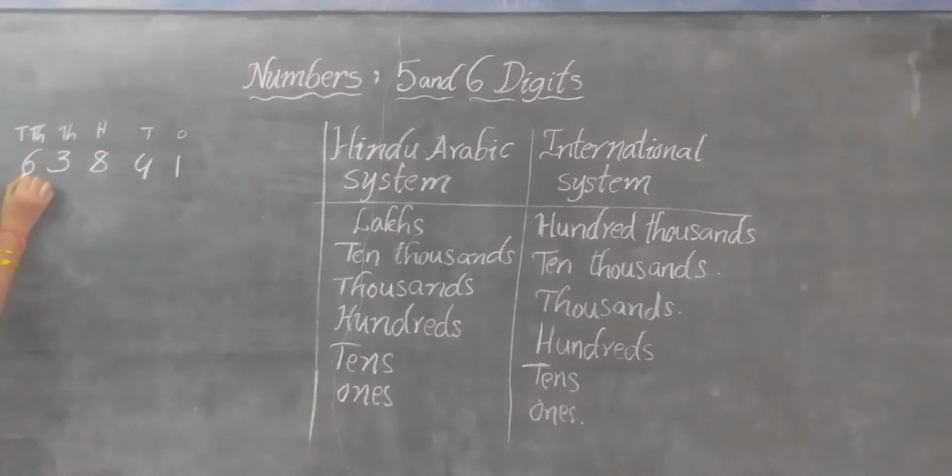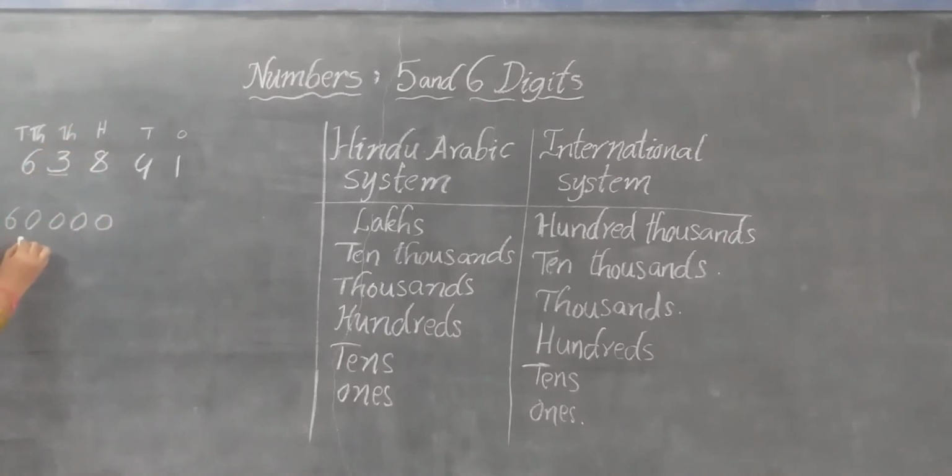This 6 is in which place? 10,000s place. So, place value is 60,000. 3 is thousands place. So, the place value is 3,000. 8 in hundreds place. The place value is 800. Tens place. 4 tens 40. 1 is 1. Like this.